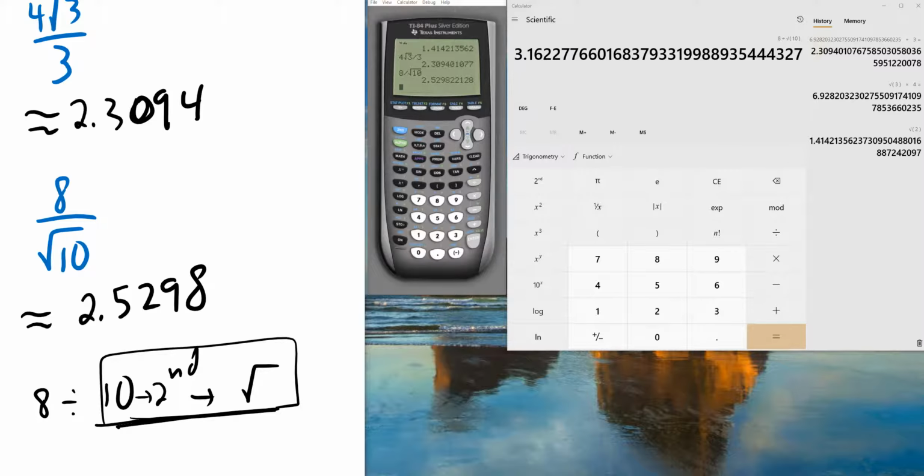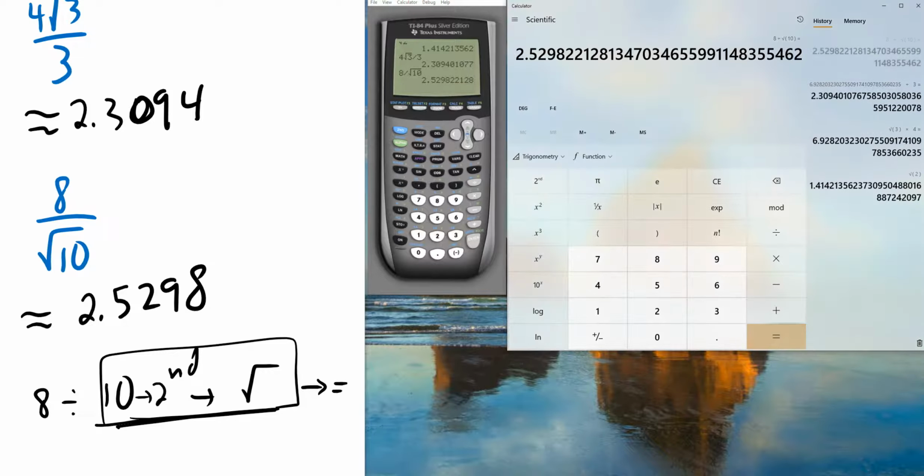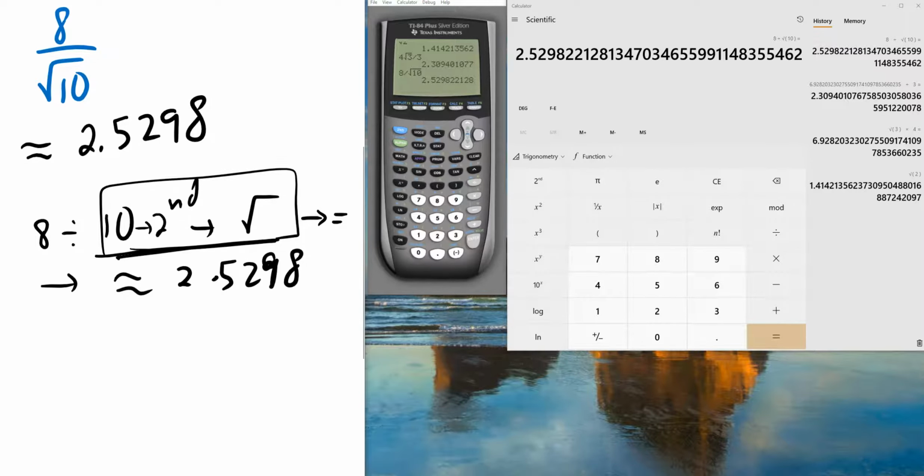Then you have to hit the enter key or equals key again. Hit the equal key again. Then that will give us exactly what we need, about 2.5298. Do you see that? So first you do 8 divided by 10 square root. That will give me the square root of 10. Then you divide it, then you press the enter key again to give me 8 over the square root of 10. So that's an important step to know in scientific calculators.